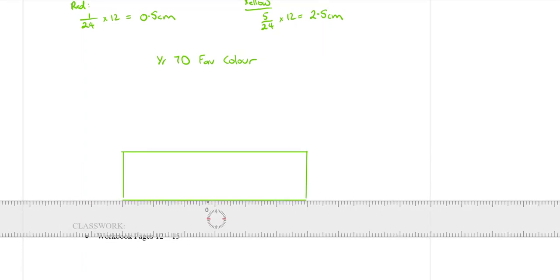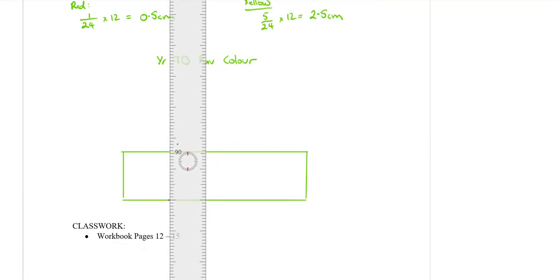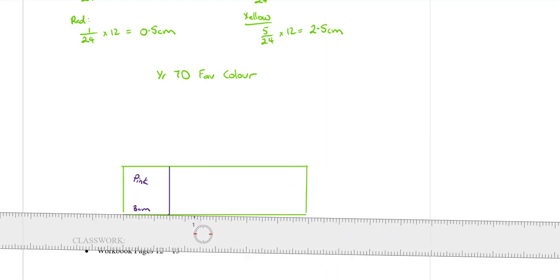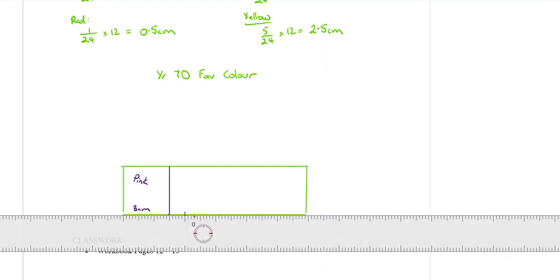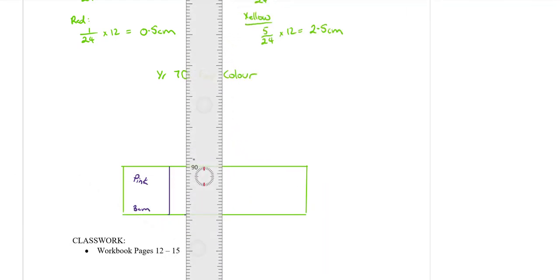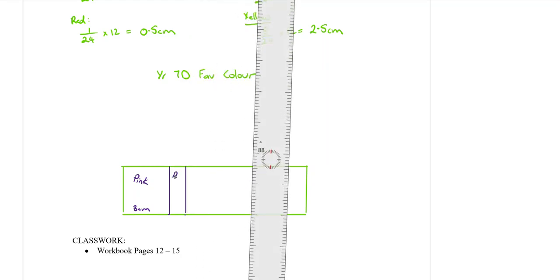Okay, so pink was 3 centimetres. So carefully line your ruler up. 1, 2, 3. We'll put a little mark there. And that would be for the pink. Then purple was 1 centimetre. So mark at 1 centimetre. Nice right angle to the base. That will be purple. And that's 1 centimetre.